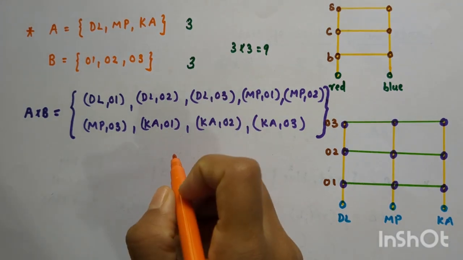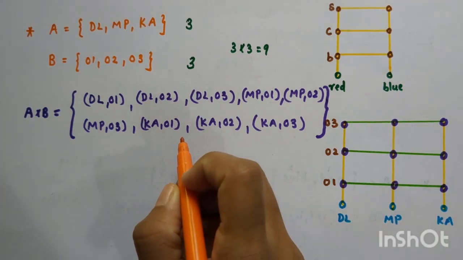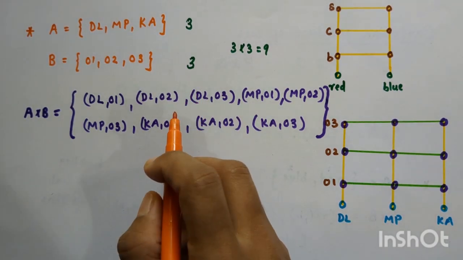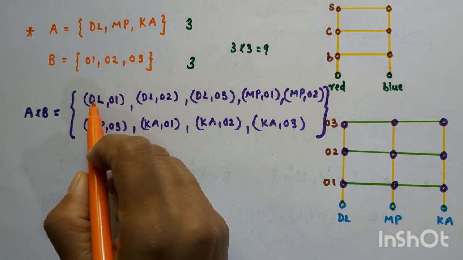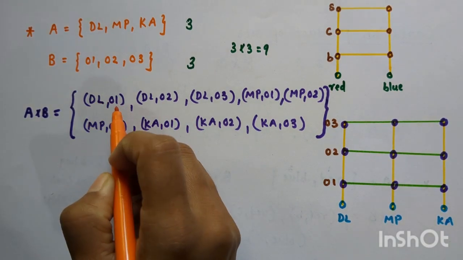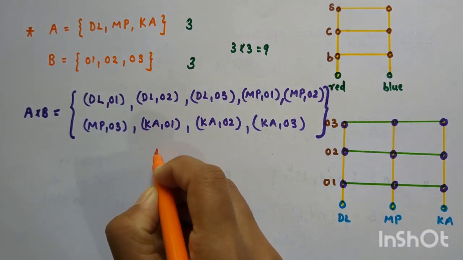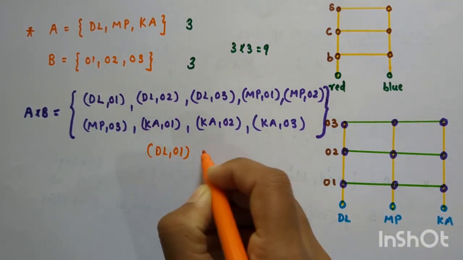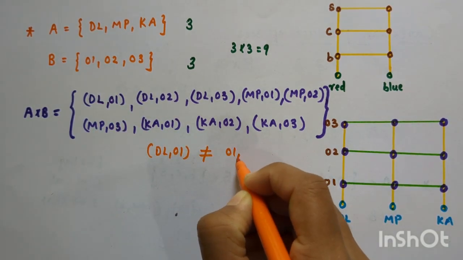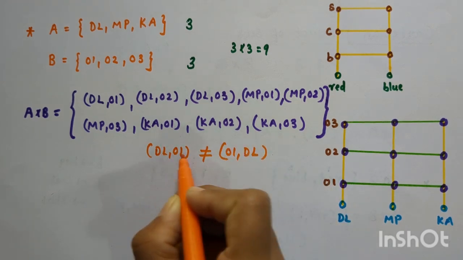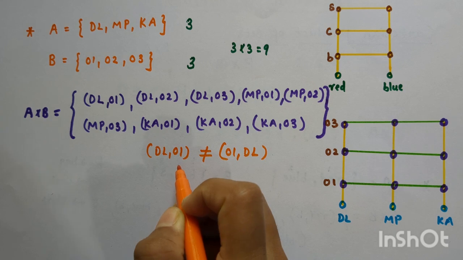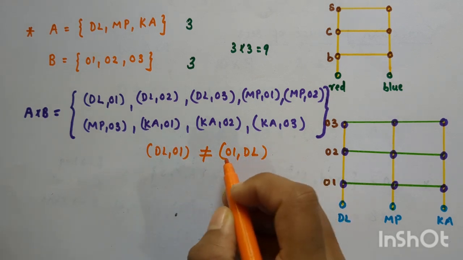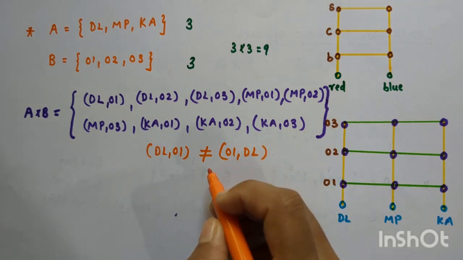While we write the ordered pairs, the order in which the elements are paired is crucial. The code DL01 is not the same as 01DL. So the order is important. The first element is DL, the second element is 01. If you interchange these elements, you get another pair. They are not the same.